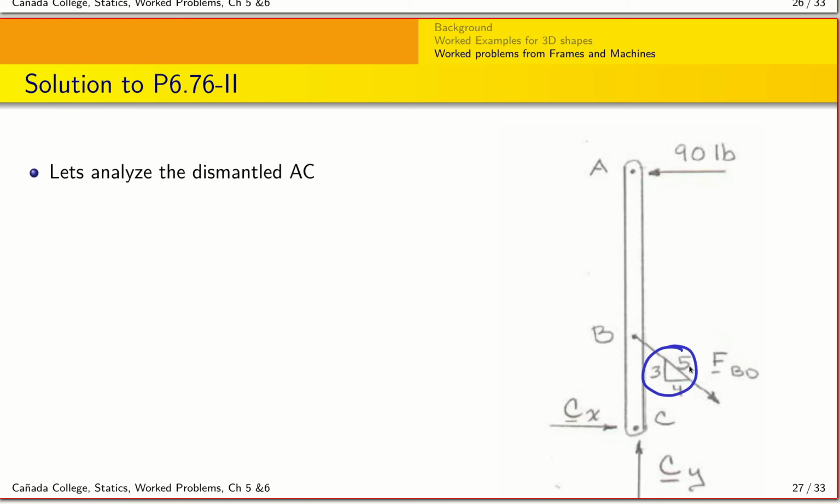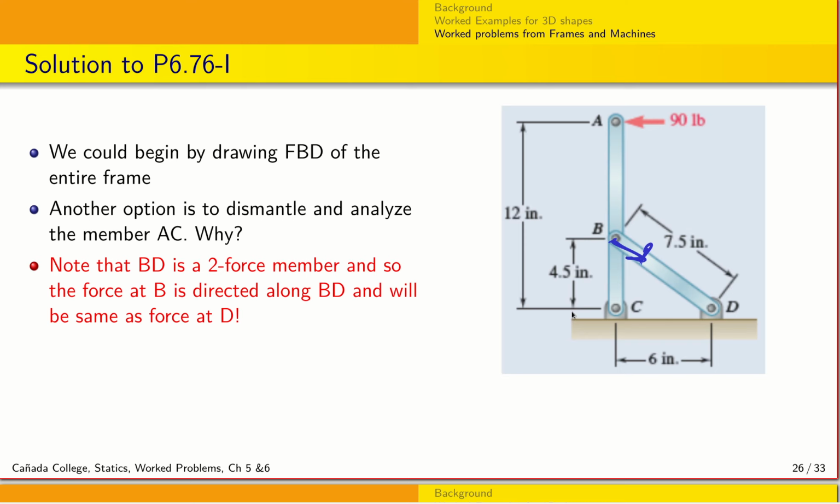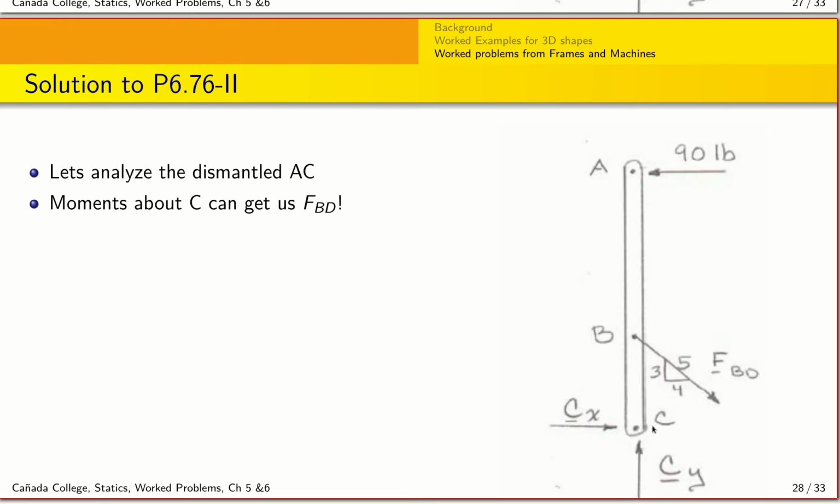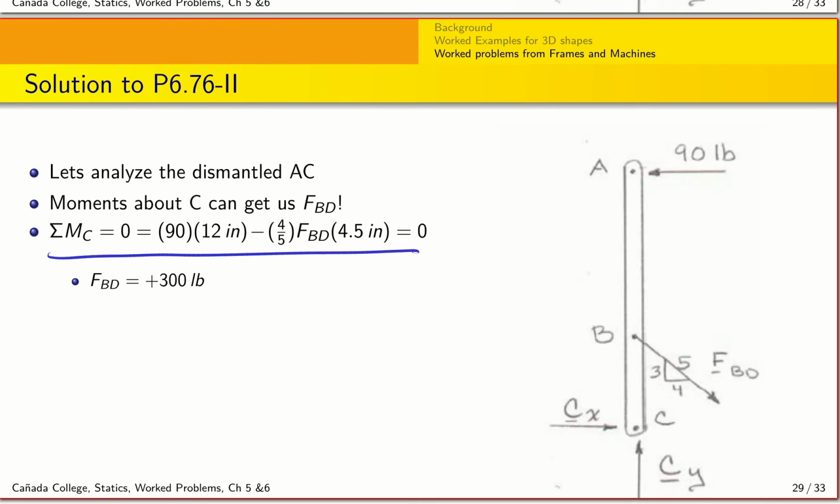These are the dimensions of the sides of the triangle that help us calculate the angle. You can work through this from the fact that we're given that this is 4.5 inches here, it's 7 inches here, and 6 inches here. And so once you work through that, as I said, take the moment about C. We have two components about C. One is due to the force acting here, A, and the other is due to the horizontal component of force FBD, and that is given by 4/5 FBD. And so that leads us to the solution that FBD is 300 pounds.